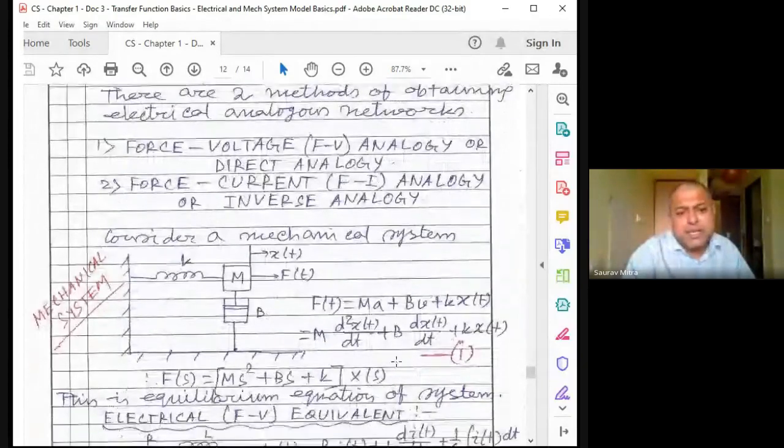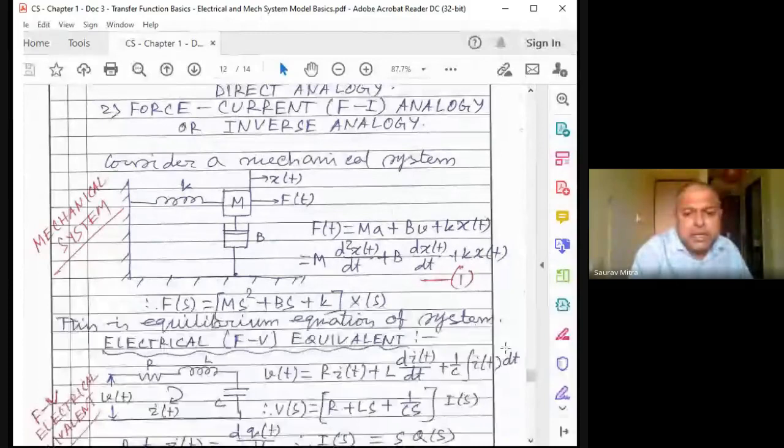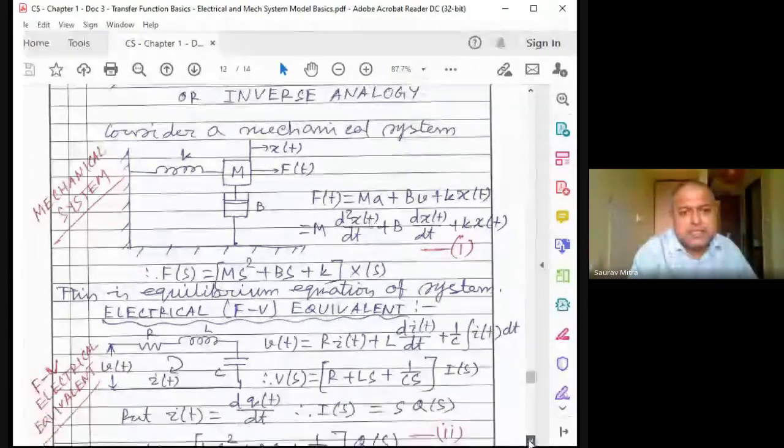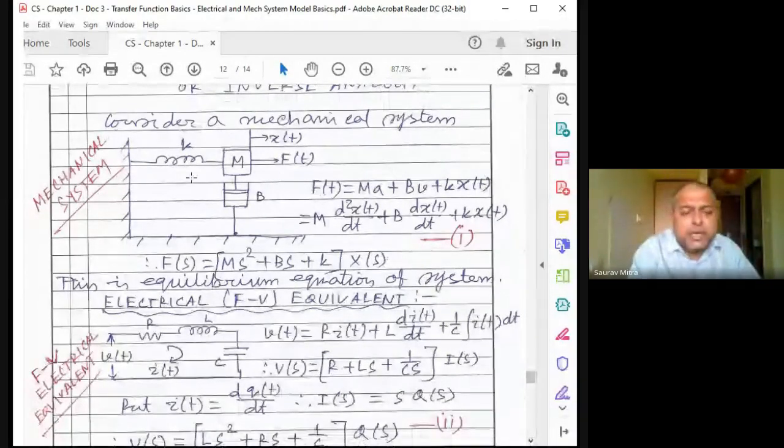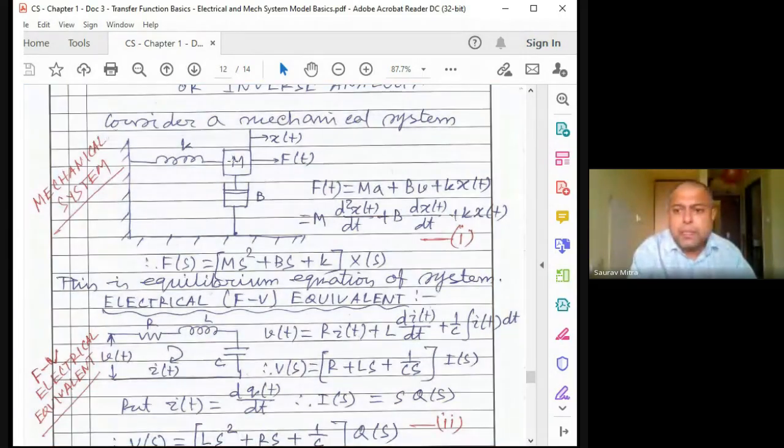numericals on this. So let us first do the force voltage analogy, and I will do it from this understanding. Now what I'm doing is combining all these three systems. All these three systems are combined now. You can find there's a mass, and there are different configurations. There are different ways it can be represented.